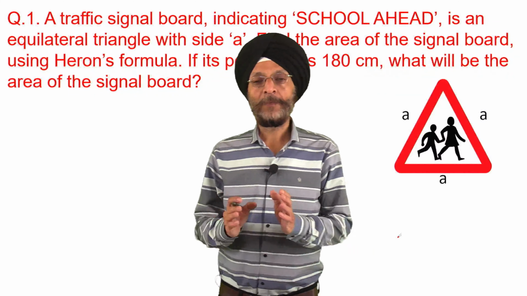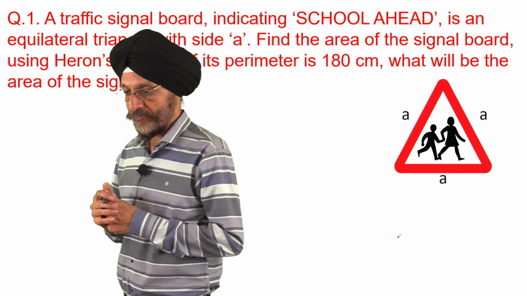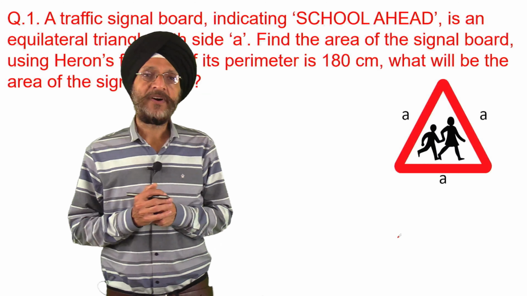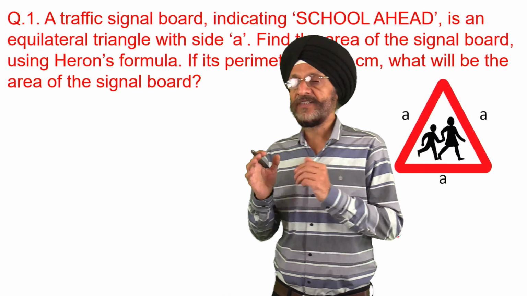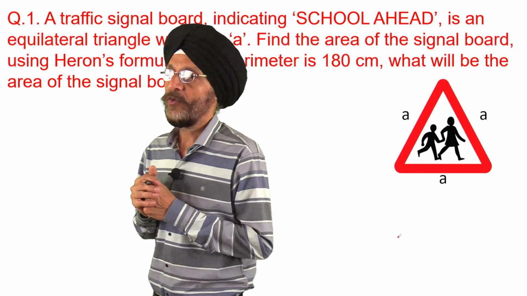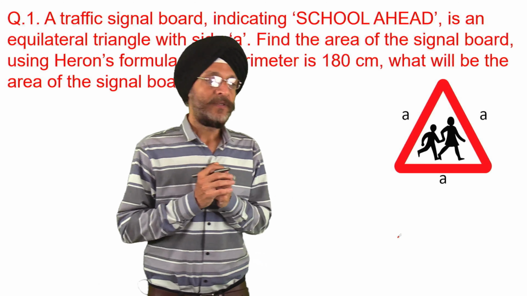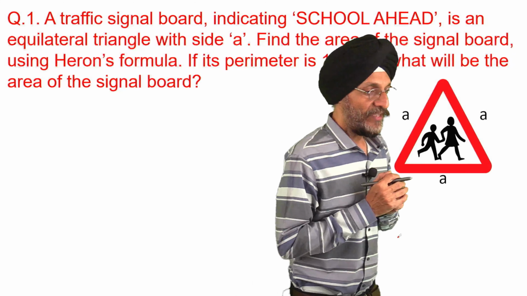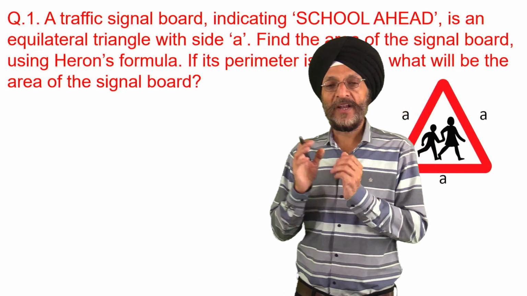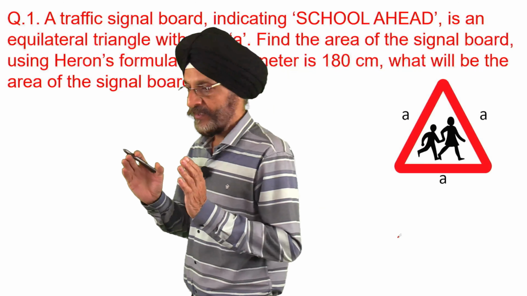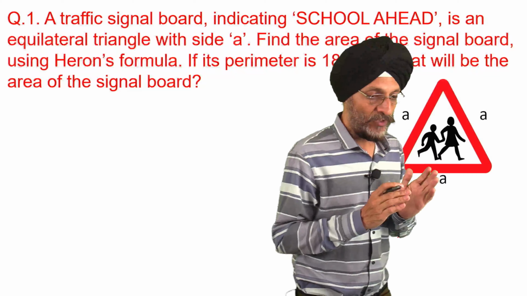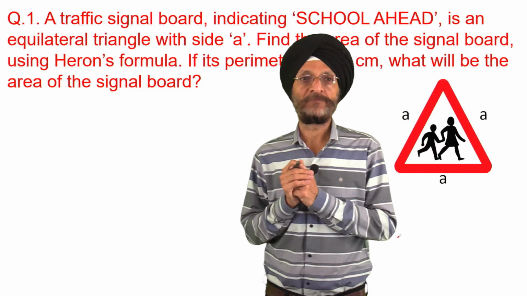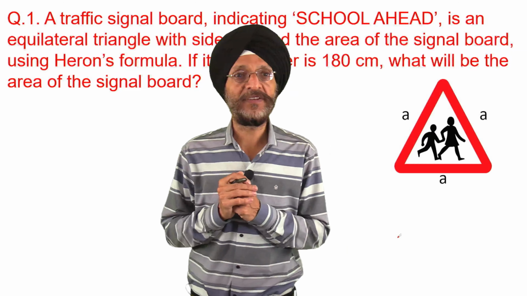Whenever we pass through any school, we usually find a traffic signal board. That signal board is installed only to tell the passing traffic that there is a school ahead and not to drive rashly. So this question pertains to that traffic signal board. Now we will see the question.